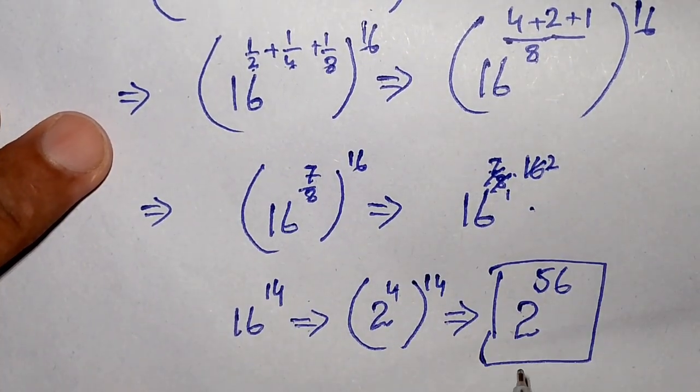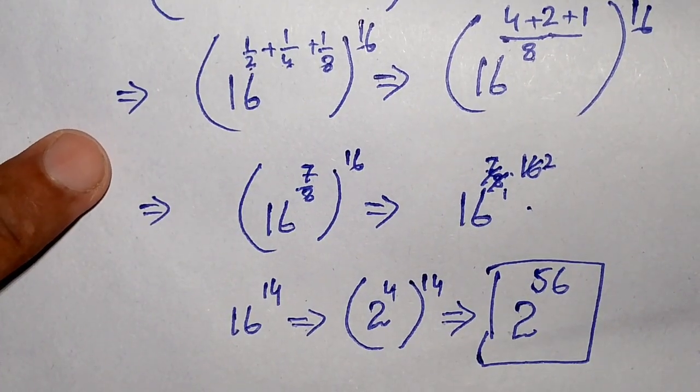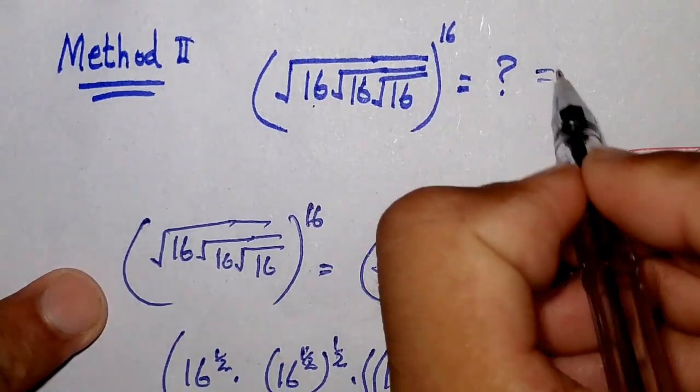So again the result is 2 to the power of 56, and this is the final answer of the question and the simplified form of this question, 2 to the power of 56.